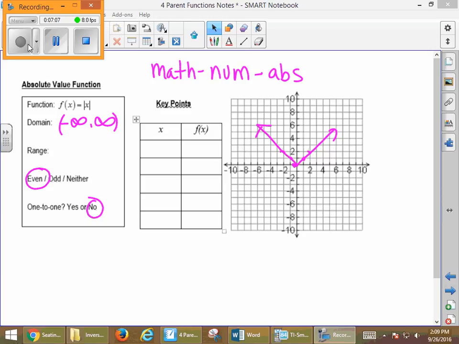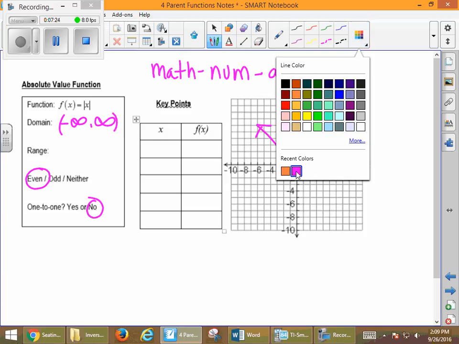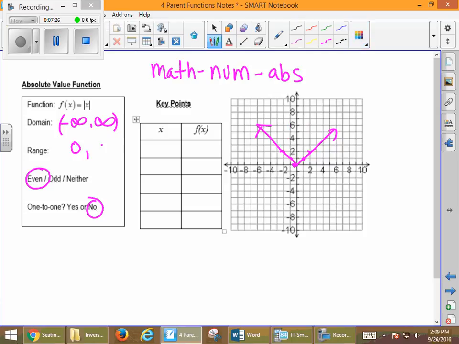So I had a mistake on the range, so let's look at this. Our domain is all real numbers. X can be anything. But we need to ask ourselves, do we have a high point or do we have a low point on the graph? We actually have a low point on the graph here at 0. And it's going to continue on forever. It is included. 0 is part of the graph.